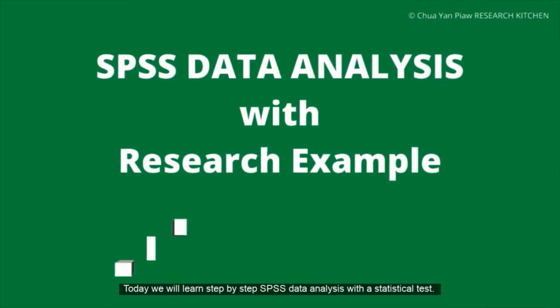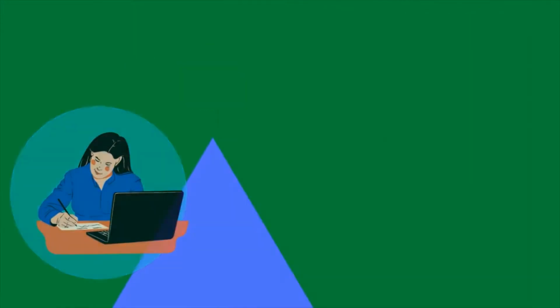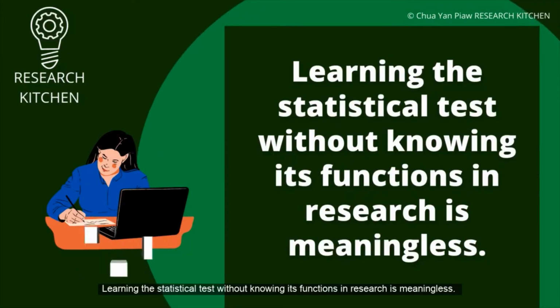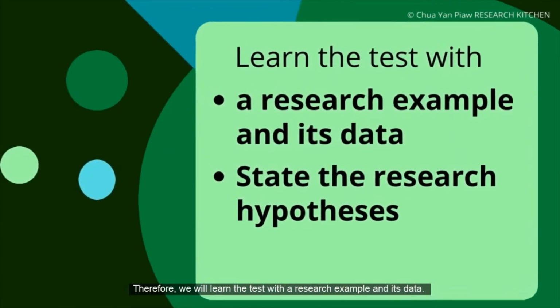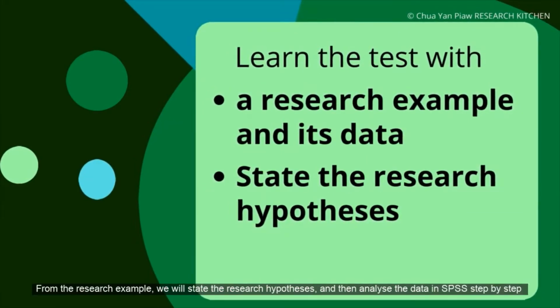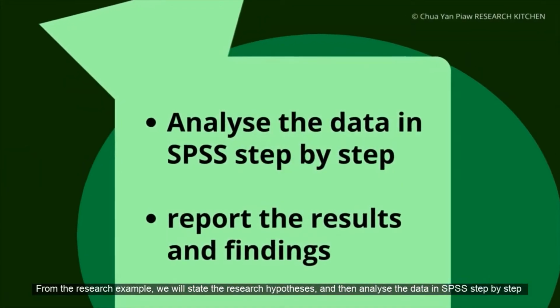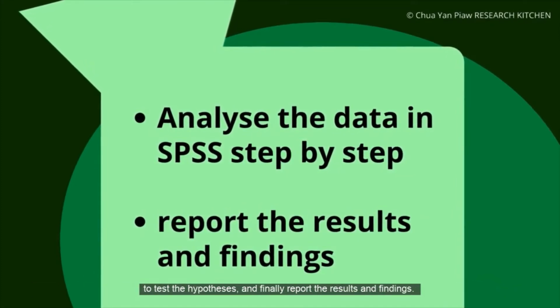Today, we will learn step-by-step SPSS data analysis with a statistical test, the between-group one-way ANOVA test. Learning the statistical test without knowing its functions in research is meaningless. Therefore, we will learn the test with a research example and its data. From the research example, we will first state the research hypothesis and then analyze the data in SPSS step by step to test the hypothesis and finally report the results and findings.